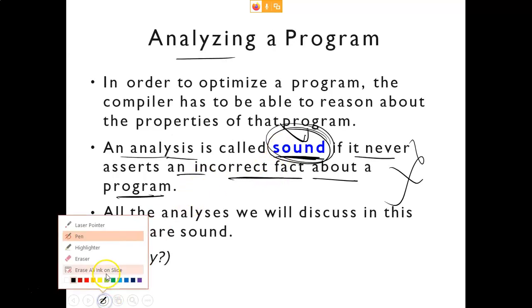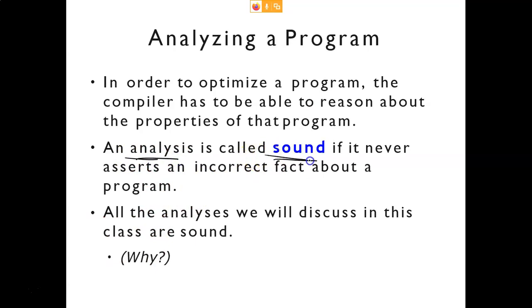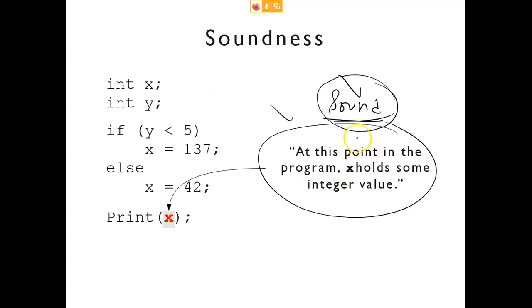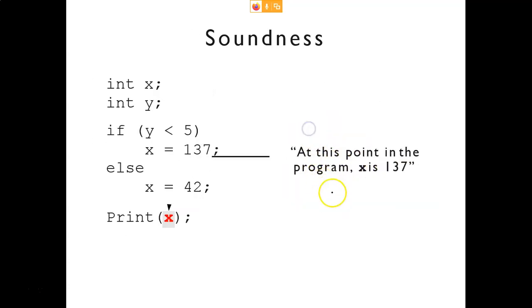Okay, so this is the definition of sound. An analysis is called sound if it never asserts an incorrect fact about a program. If you never assert an incorrect fact about the program, then that analysis is sound analysis. In the last class also we have seen these types of things. So this is a sound analysis. Is this sound analysis? Tell me.